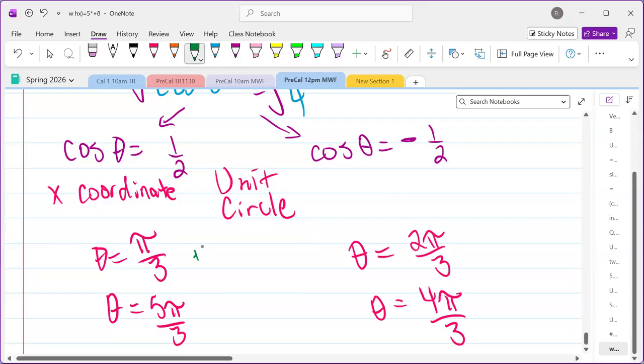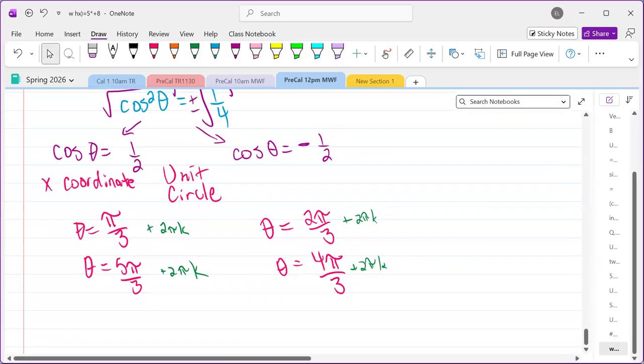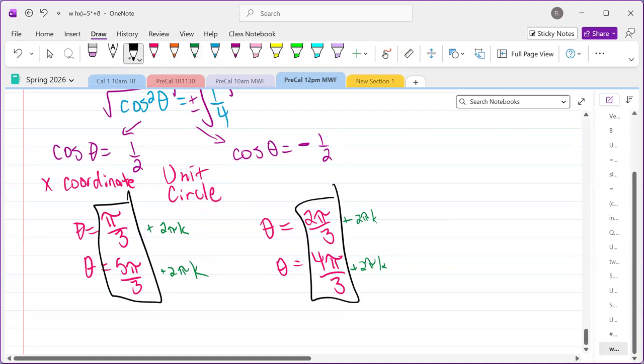Now, technically, all of these are plus 2 pi k. But if you don't write the 2 pi k, that's okay, because our actual solutions are the 4 numbers we just got, all 4 of them.